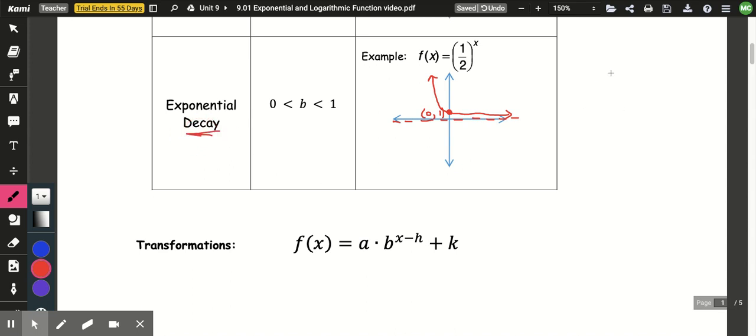Now I want to talk about b for just a minute because we had two possibilities. We had b greater than 1, and we also had b is between 0 and 1. And it doesn't state it directly, but it is implied that b cannot equal 1 for these functions, and b can also not be less than or equal to 0. Let me say this: b is positive. So the base of this thing can never be a negative value.